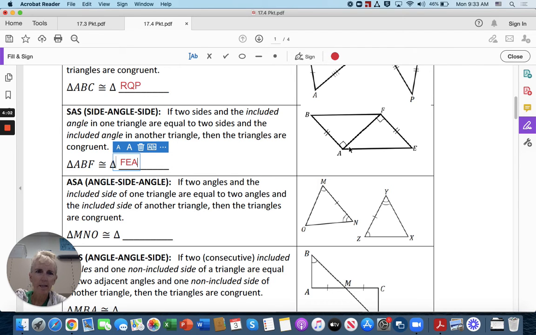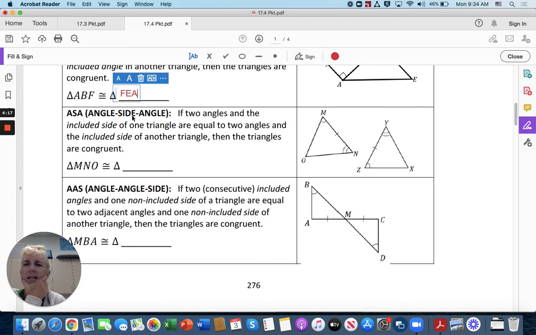Again, ABF is congruent to FEA. Yeah, FEA, that's right.